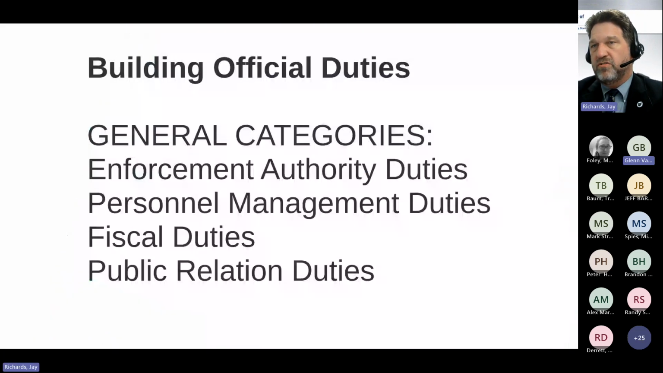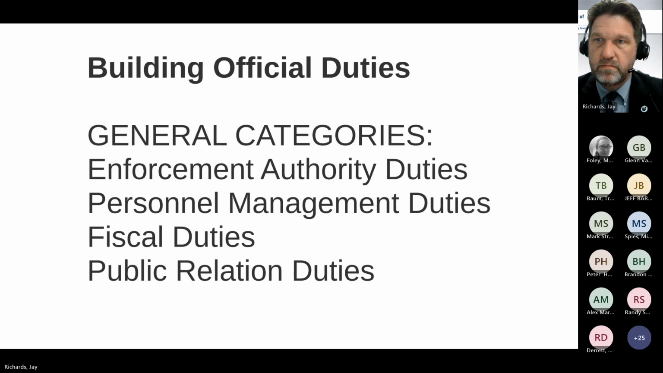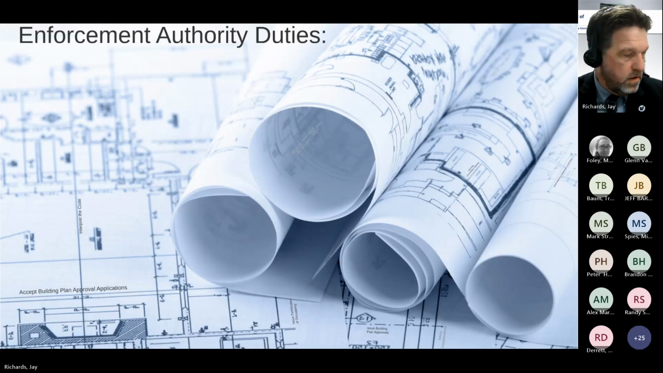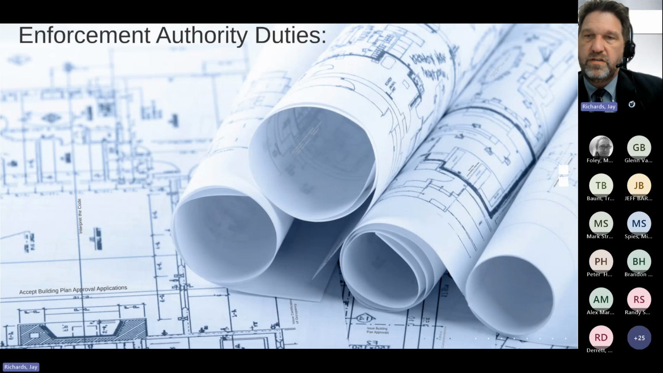Now, when we start breaking this down, I think we can look at it in four general categories. You have administrative authority duties, personnel management duties, fiscal duties, and public relations duties. We're going to run through each one and break it down in a little more detail. So, enforcement duties, administration duties.